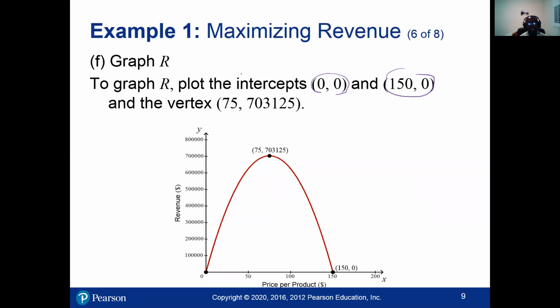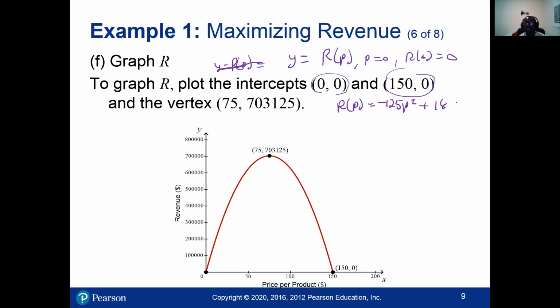What's the y-intercept? Okay, so y is equal to R of p. That's a function. And so when p is equal to 0, what is y? That's the y-intercept. Revenue at 0 is 0, because R of p is minus 125 p squared plus 18,750 times p. So if p is 0, this is 0. So the y-intercept is at 0, 0.